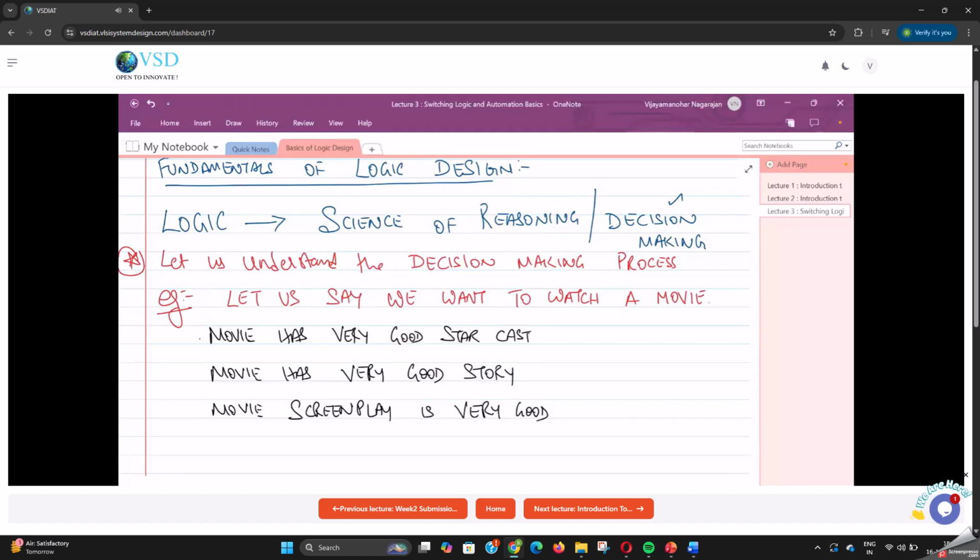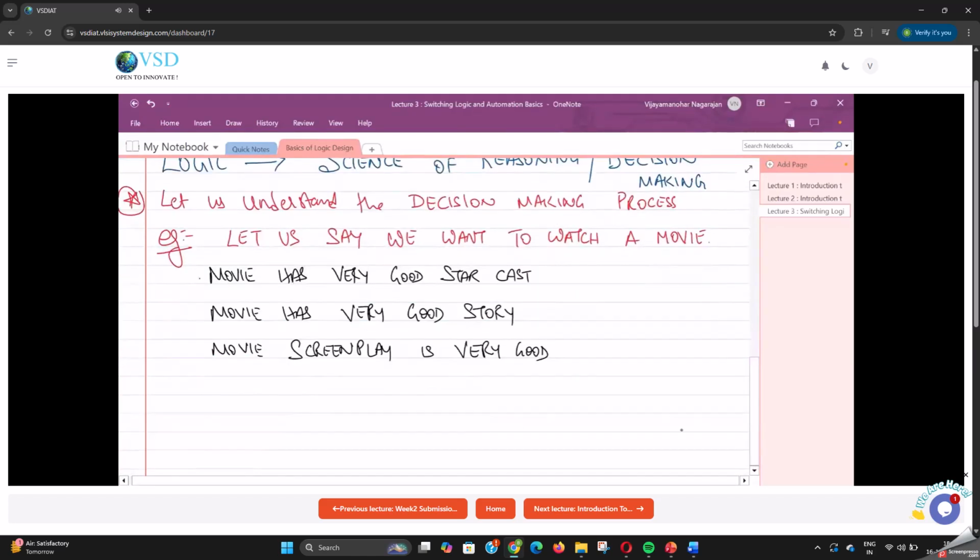Correct? Your favorite hero is acting in that movie, or the movie story is extremely good, or the screenplay of the movie is very good. The screenplay, visual effects, all those things are very good. Now, let us say there is a movie which satisfies all these things. Does it mean you will watch it?